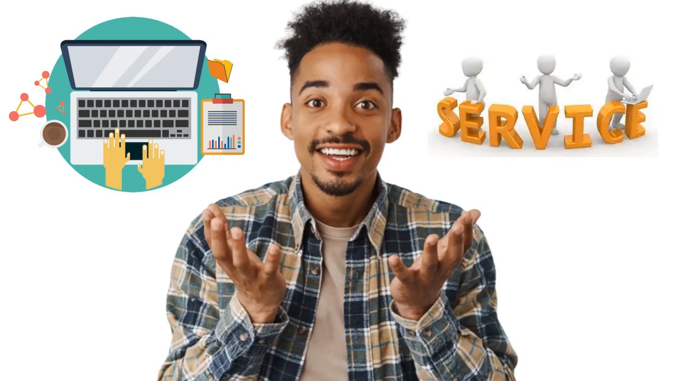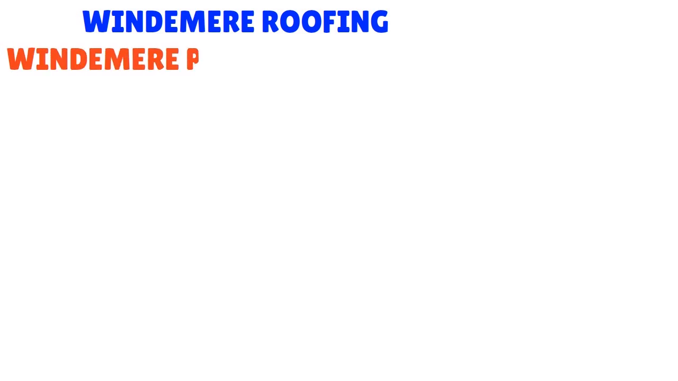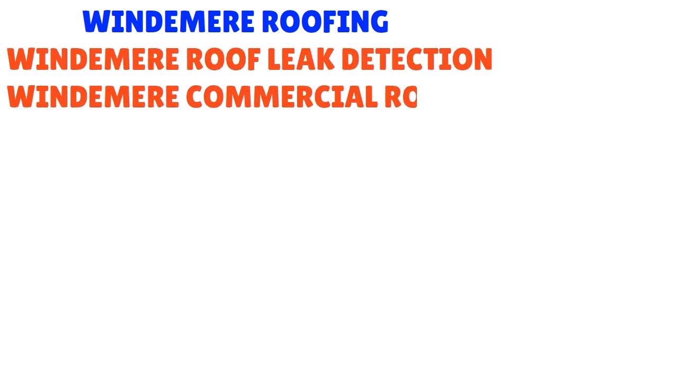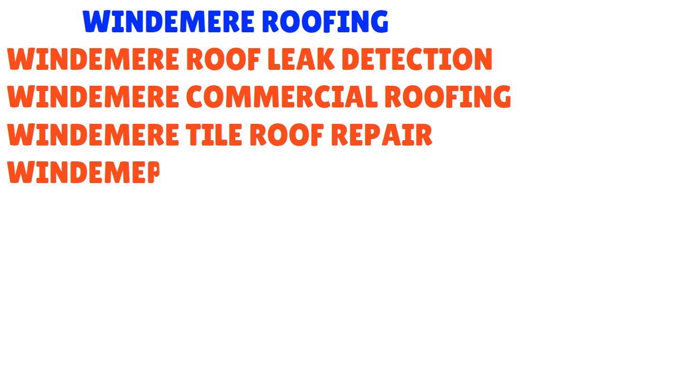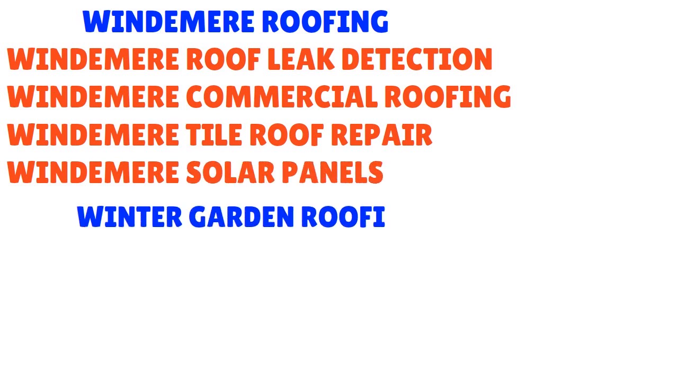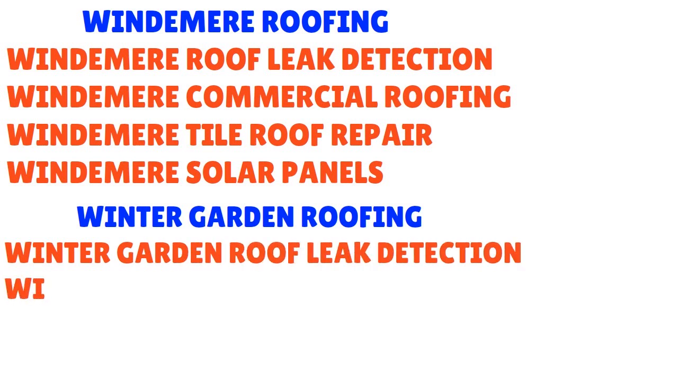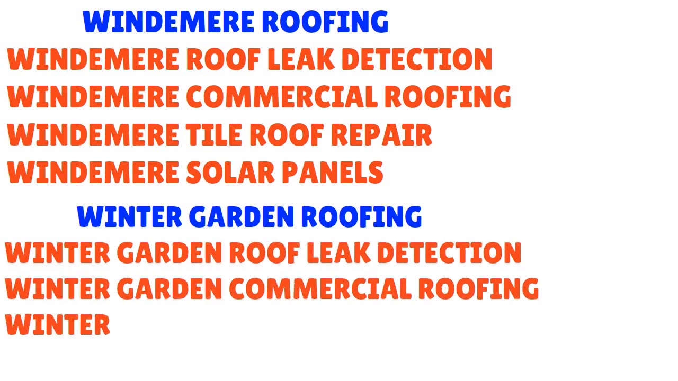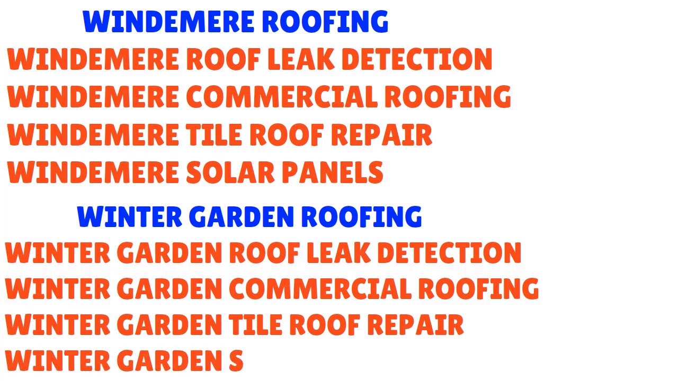The bottom line is that if your website happens to have a mix of multiple services and multiple service areas, okay, the structure might look something like, I'm going to put this on the screen. Windermere Roofing, you put roof leak detection, commercial roofing, tile roof repair, and solar panels, based on the location. And if you were to do Winter Garden roofing, you will do Winter Garden roof leak detection, Winter Garden commercial roofing, Winter Garden tile roof repair, and Winter Garden solar panels. The bottom line is what?